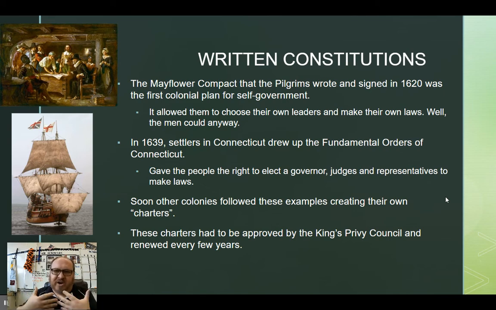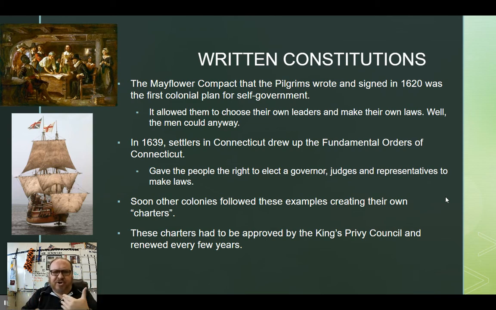And if you were wanting to start a new colony, you had to go to the Americas, claim the land, write up the charter, go back to England, and show the charter to the King's Privy Council. They have to read through it. They'd make any changes to it that they wanted. Then they'd sign off on it and stamp it, and it was good to go.